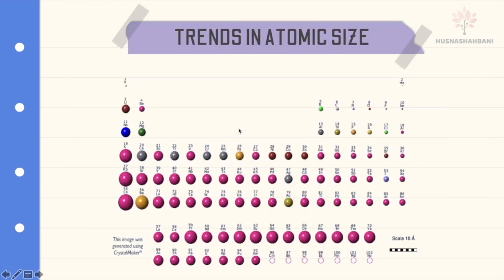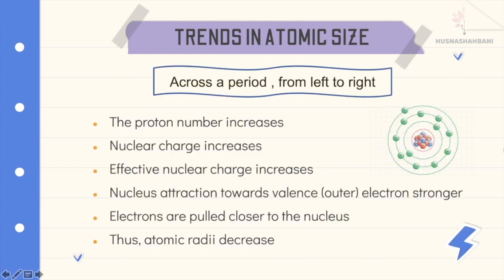Trends in atomic size. This figure shows that going down the group, the number of n increases, so atoms become larger and larger. Across the period, the proton number increases, so the size of the atom becomes smaller and smaller. Okay, let's look at the trend.